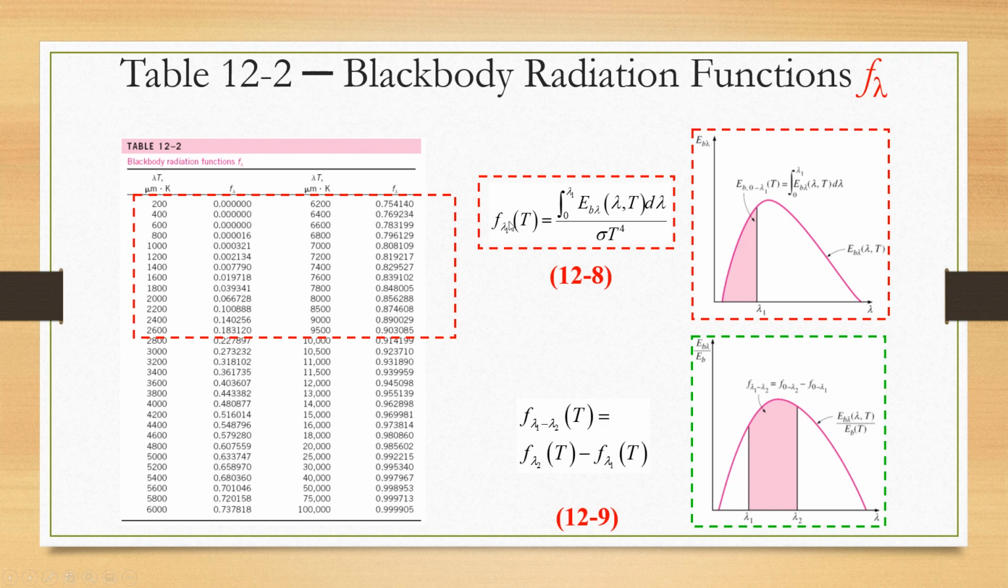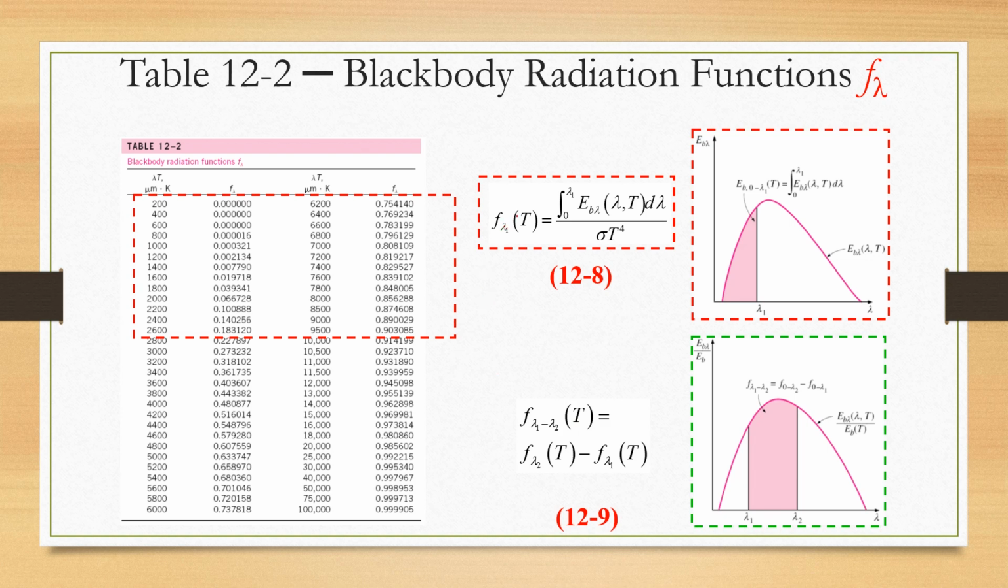And then if you want to find from 300 micrometer to 500 micrometer, for example, what is the blackbody radiation function? What you have to do here is, we have this kind of form: f lambda 1 to lambda 2 at T equals f lambda 2 T minus f lambda 1 T. So this is the form after we integrate it.